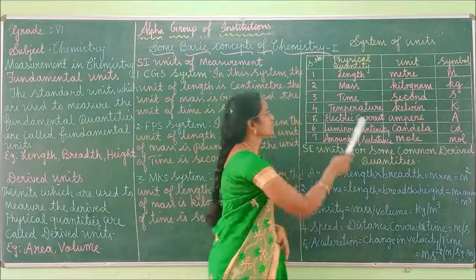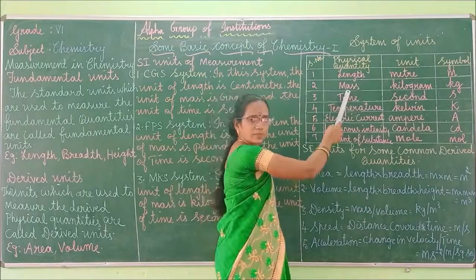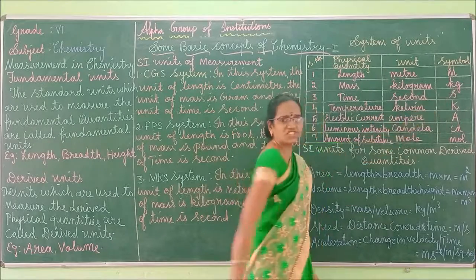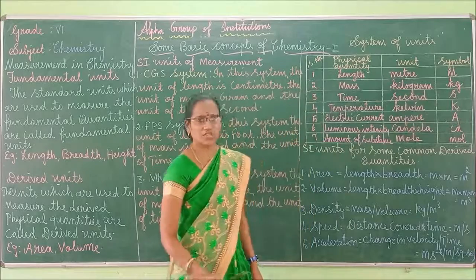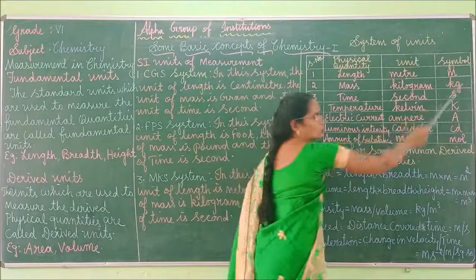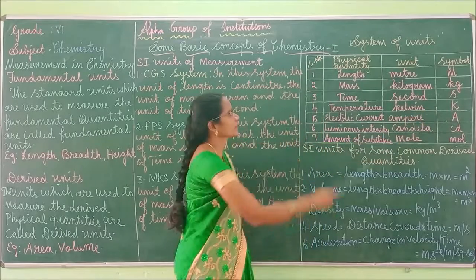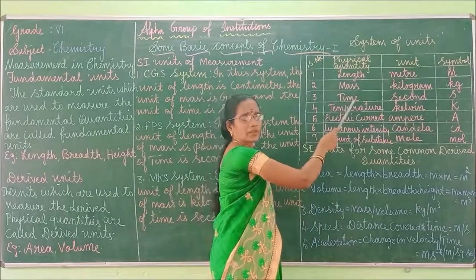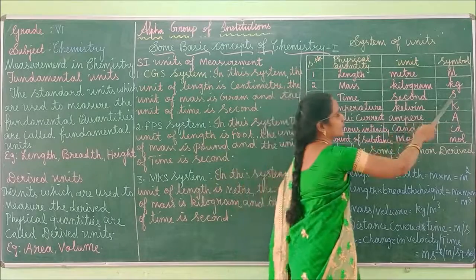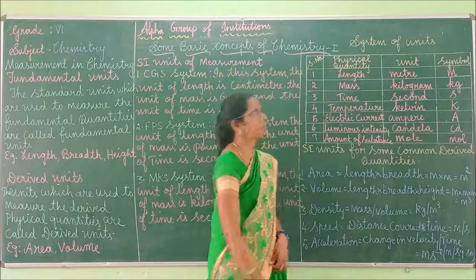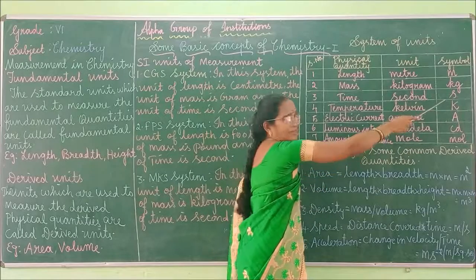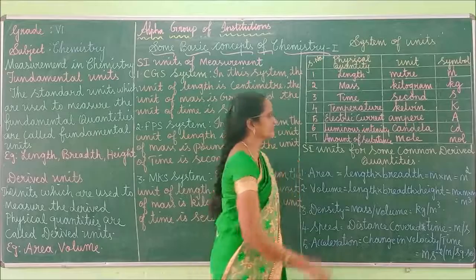Got it? Next, mass is measured in kilogram and its symbol is kg, small kg. Third one, time. Time is measured in second and its symbol is small s.